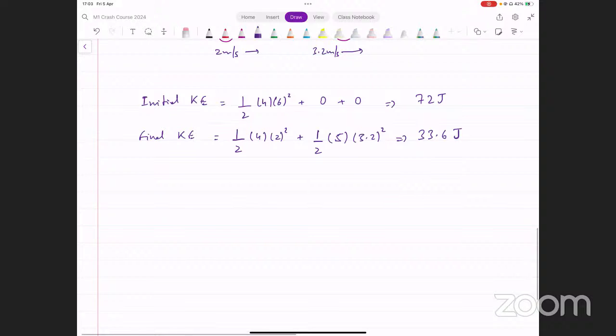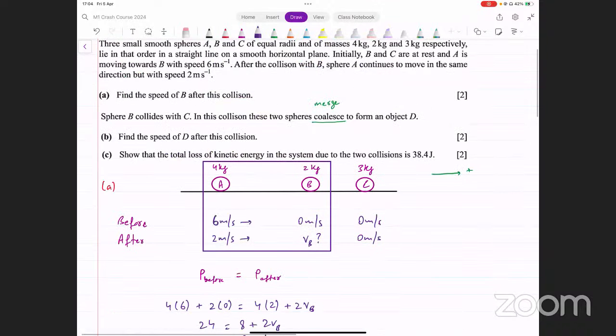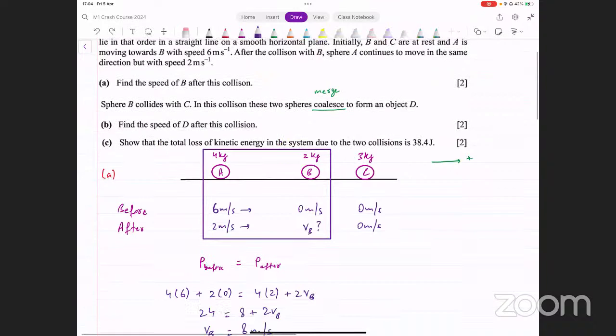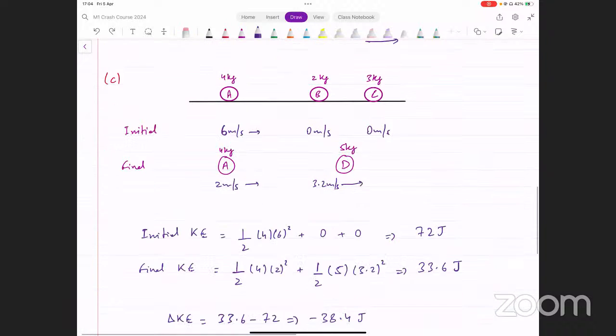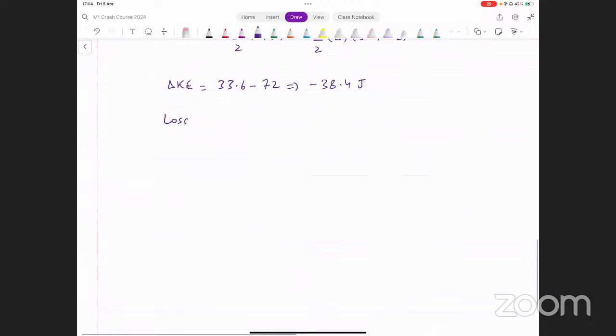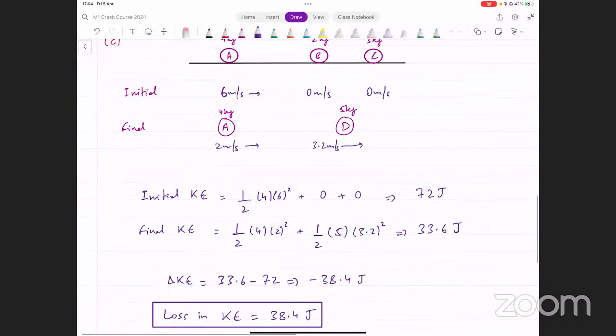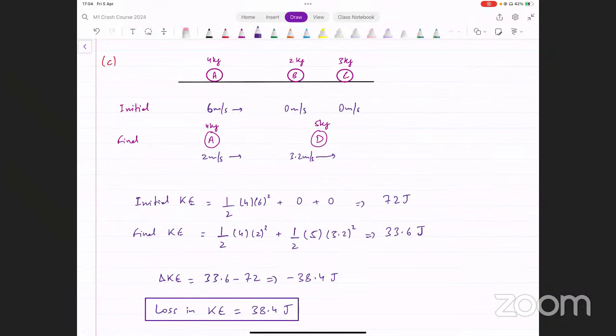All right. Now, what's the change in kinetic energy? For change, you normally do final minus initial. So that will be 33.6 minus 72. The change turns out to be minus 38.4 joules. That's the change. But the question basically asked you for the loss in kinetic energy. Now, the word loss already incorporates the negative sign. So you would say the loss in kinetic energy is equal to 38.4 joules. That's the loss in kinetic energy, and that's what you were looking for. You had to prove that. Okay.